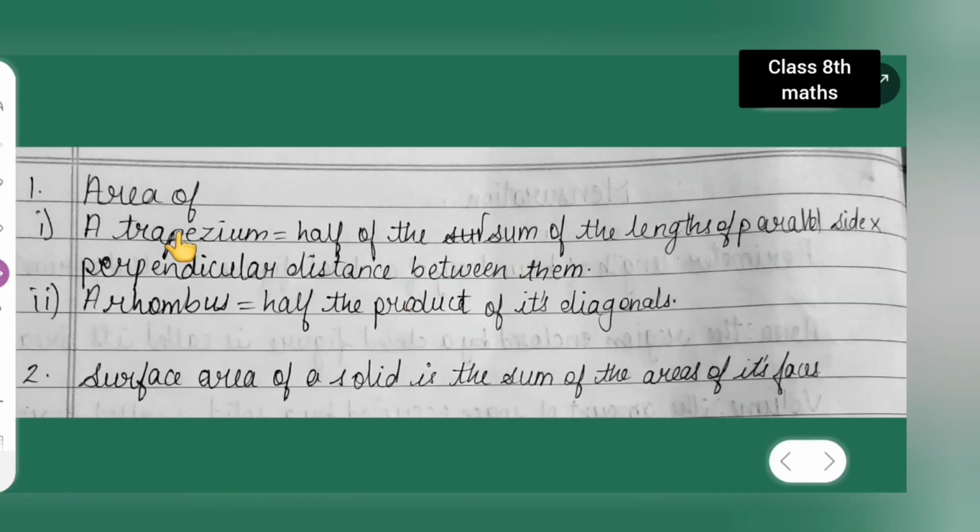Now let us see the area of a trapezium. What is it? Half of the sum of the lengths of the parallel sides multiplied by the perpendicular distance between them. Now, the area of a rhombus is what? It is equal to half the product of its diagonals. Next is what? The surface area of a solid is the sum of the areas of its faces.